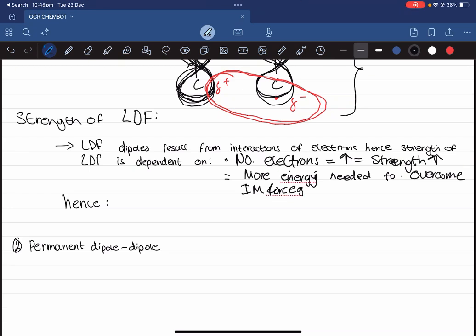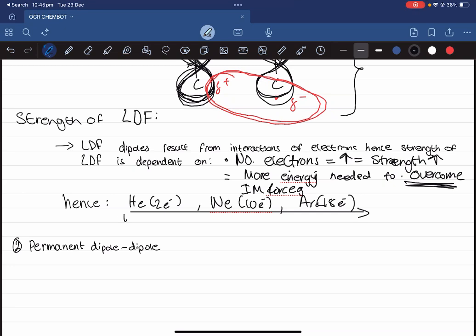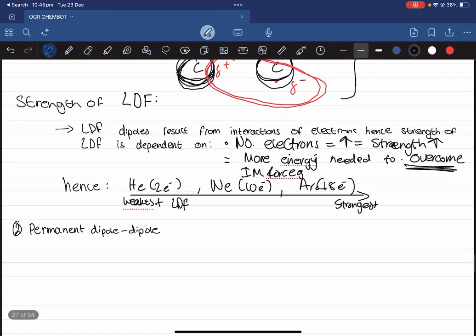Now, a very, very important key word here is overcome. You never want to say break, because these intermolecular forces don't actually break, they're overcome. Because of this, we can say that helium, which only has 2 electrons, has weaker LDF forces than, for instance, neon, which has 10 electrons, than argon, which has 18 electrons. So this is arranged from the weakest LDFs that it can form to the strongest LDFs. And again, stronger LDFs means higher boiling points or melting points.